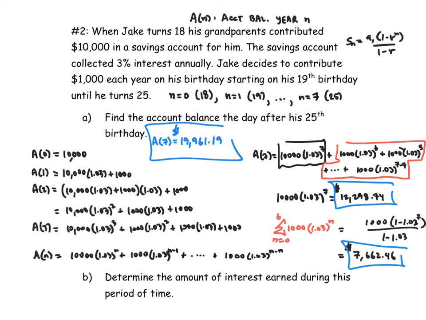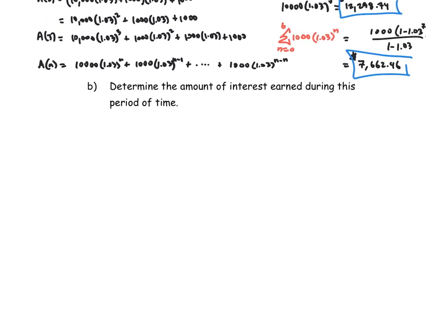Let's see in part B how much he actually made off of that based on what he contributed. So as we look, determine the amount of interest earned during this period of time. So interest will be equal to the total amount minus contributions.